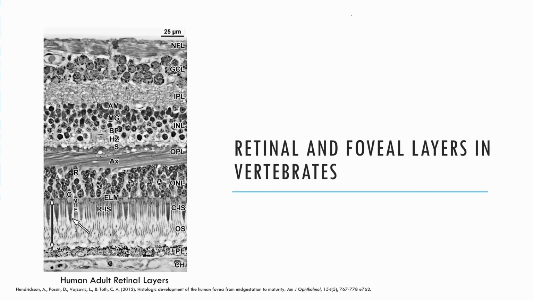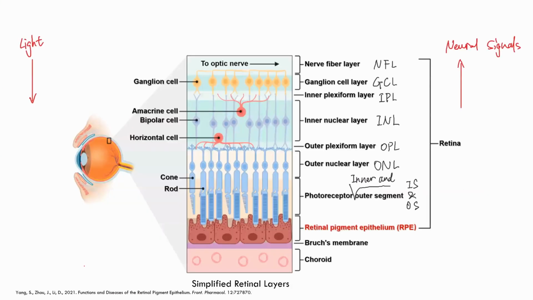So before we talk about specific development of the retinal and foveal layers, let's first take a closer look at what those layers look like and what functions they have. The retinal layer structures in vertebrates are pretty similar. And here, this is a picture of a human adult retinal layer. It looks pretty complicated, but don't worry, we have a simplified version in the next slide.